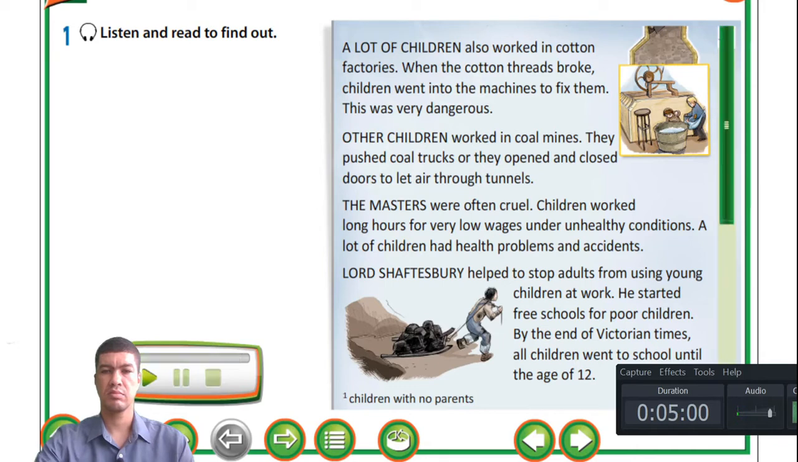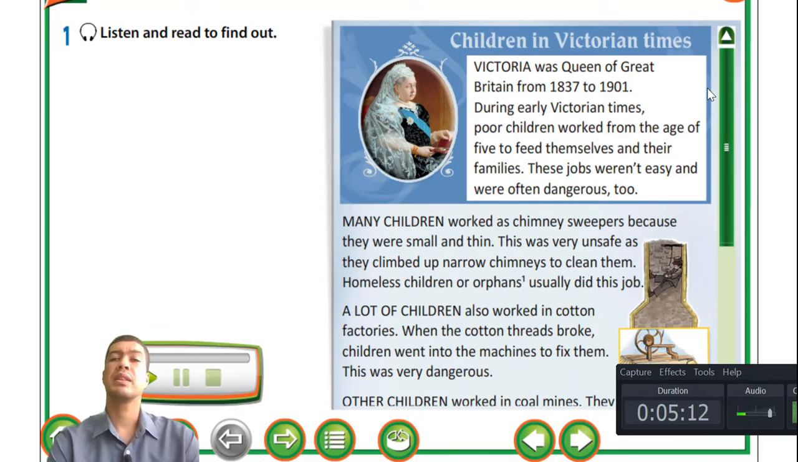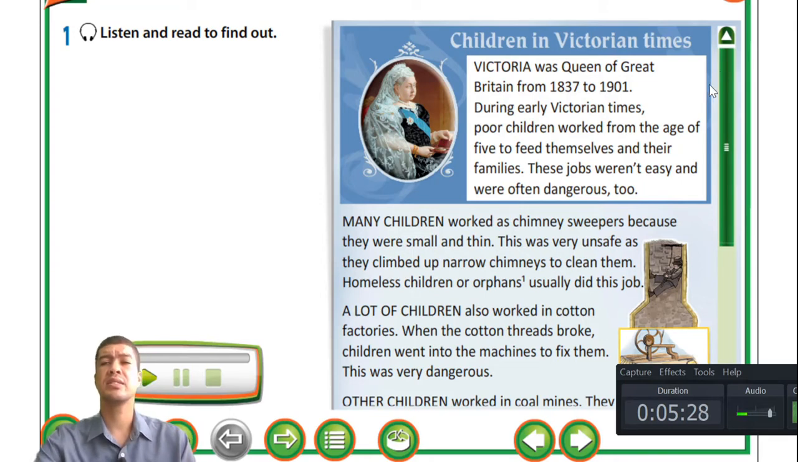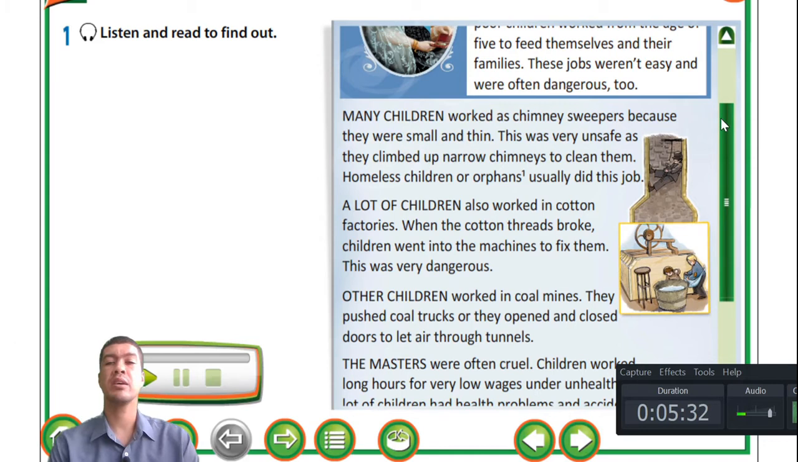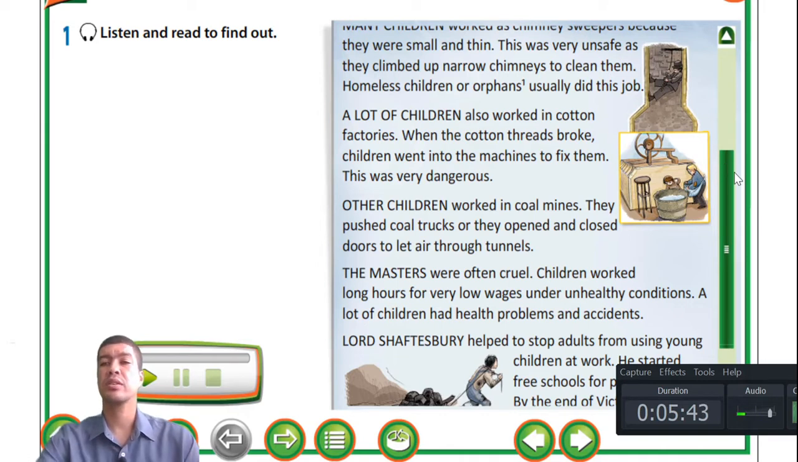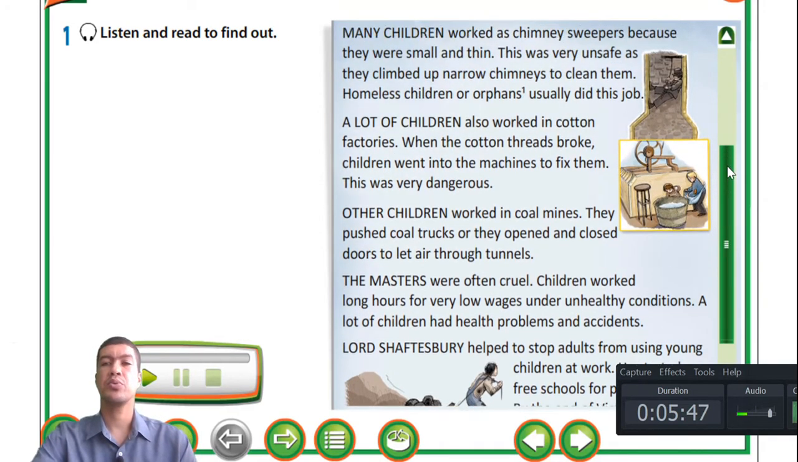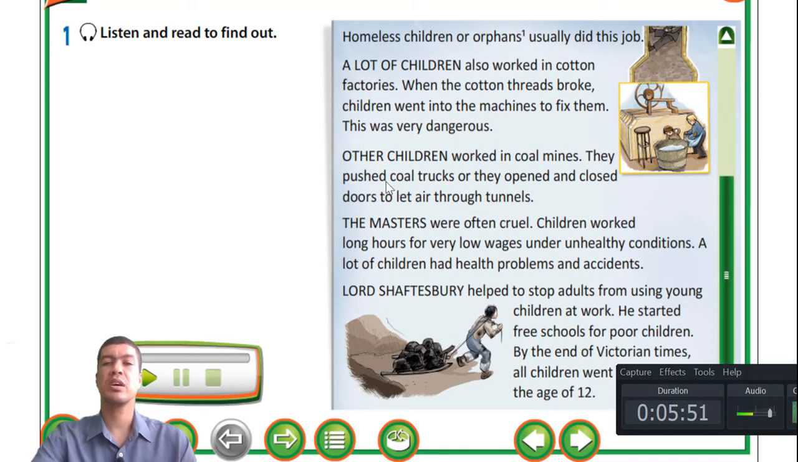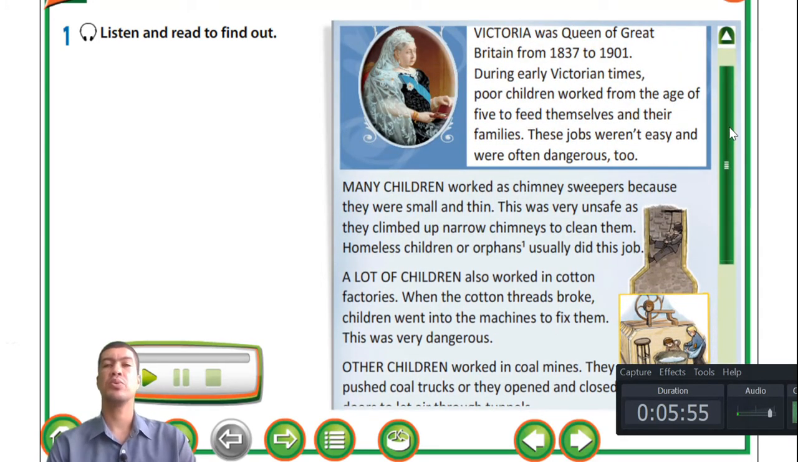Right, that's all from the audio. I want you to look at the picture and ask yourself, do you think you would have loved being born in the Victorian times, the times of the Queen of Great Britain from 1837 to 1901? Judging from what we have read, these kids were used from a very young age to do very laborious work that should have been done by much older people. At a very young age they learned to work in cotton factories and coal mines. So these were the harsh circumstances that these kids had to work under.